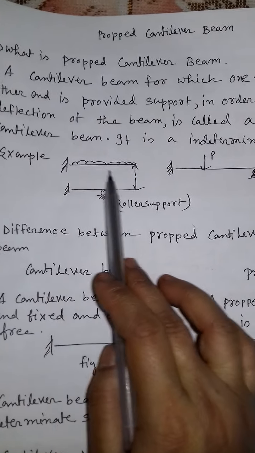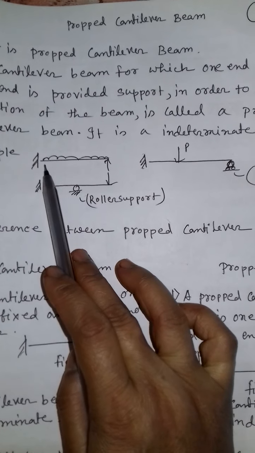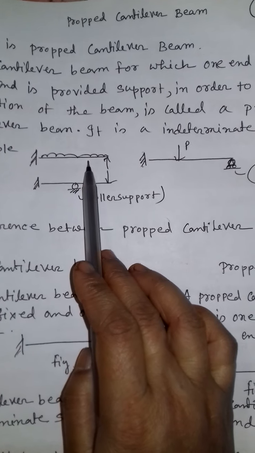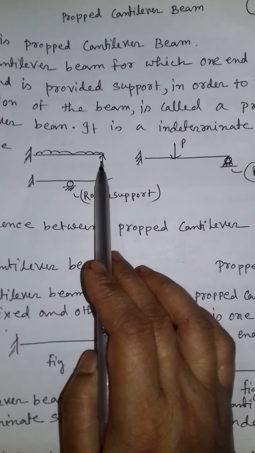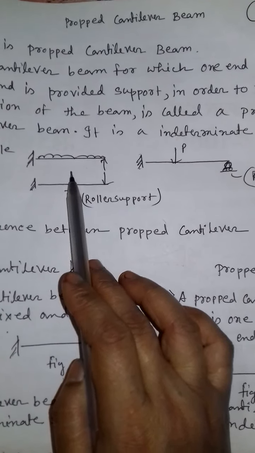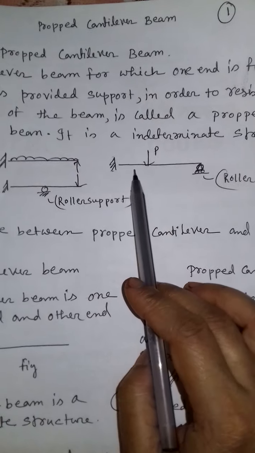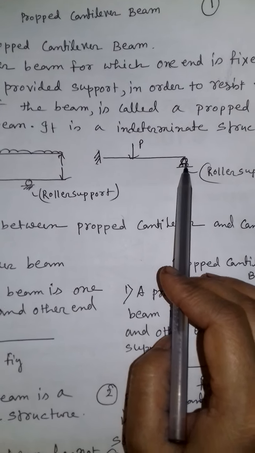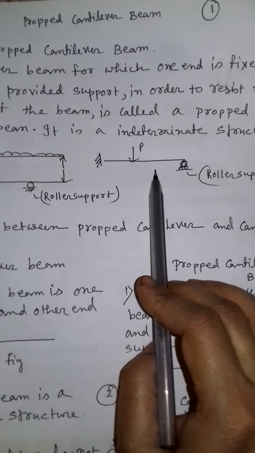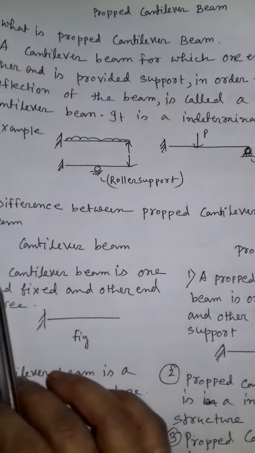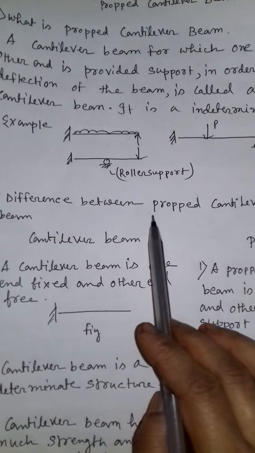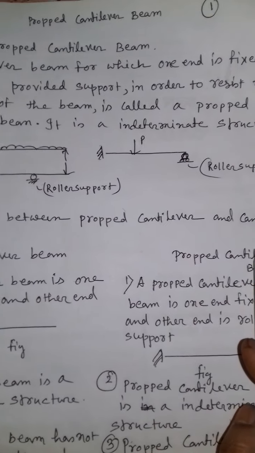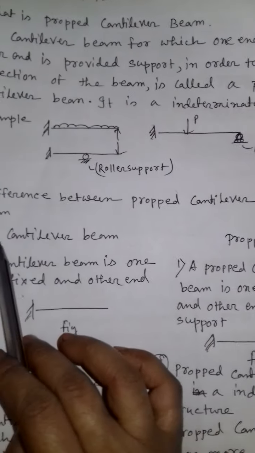This is the figure of a propped cantilever. In case it is a cantilever beam, and we provide the support at the free end, then it is called a propped cantilever beam. Suppose we provide a roller at the free end of a cantilever beam, this is also called a propped cantilever beam. Now we have to see what is the difference between a propped cantilever and a cantilever beam.